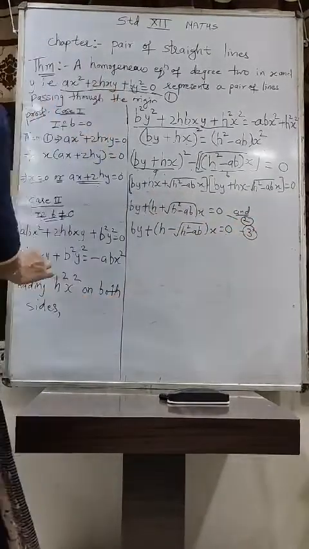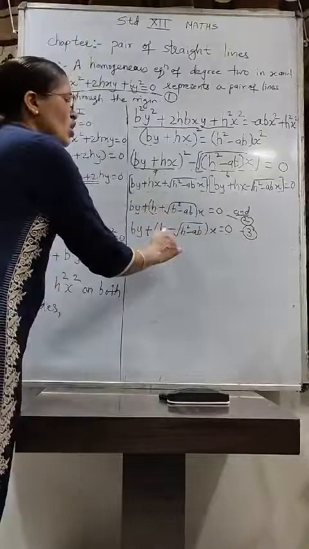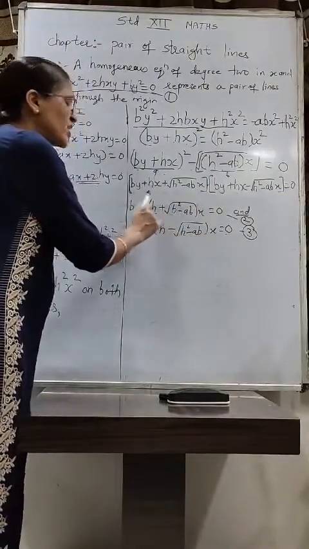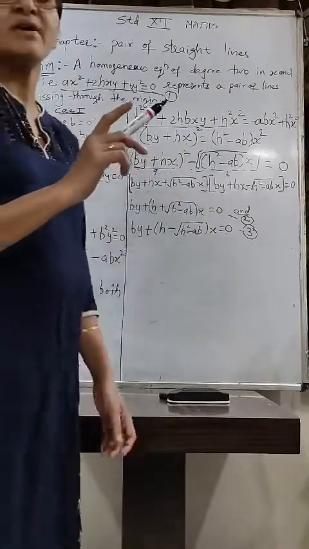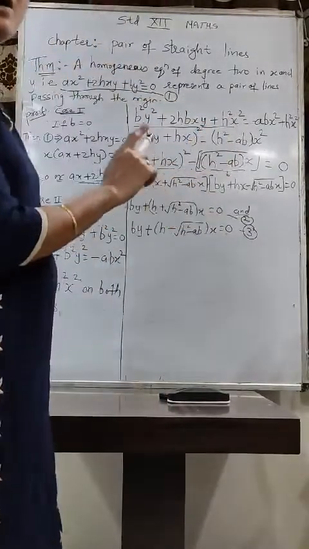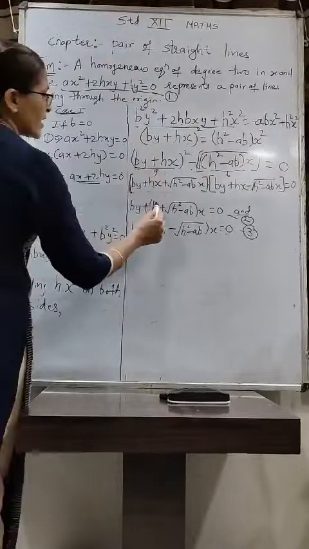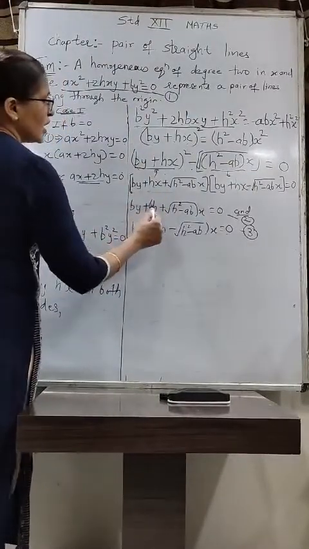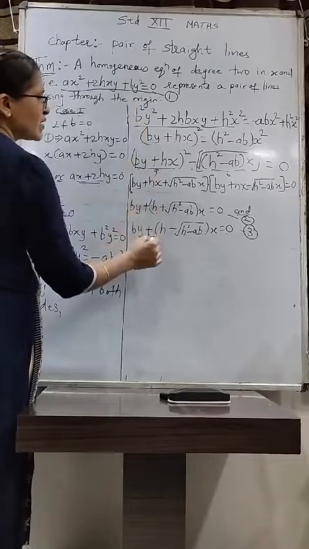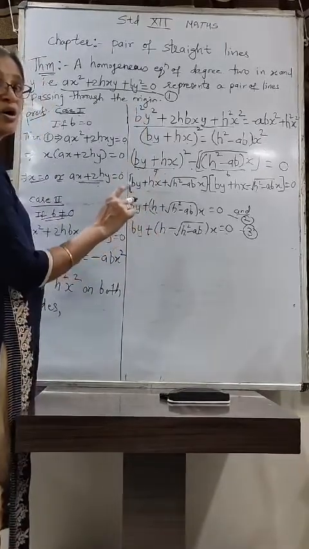What will we see? Here we see that there is no constant term and it is an equation in x and y, and the degree of x and y is 1. Whenever the degree of x and y is 1, it represents a straight line. So we are getting a pair of straight lines. So we say that for case 2, the equation represents a pair of straight lines passing through the origin.